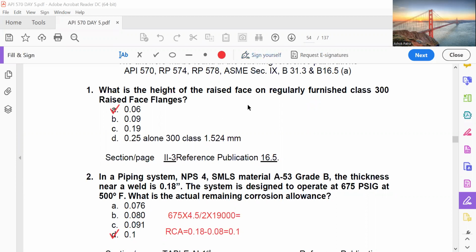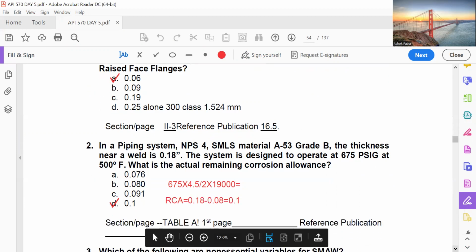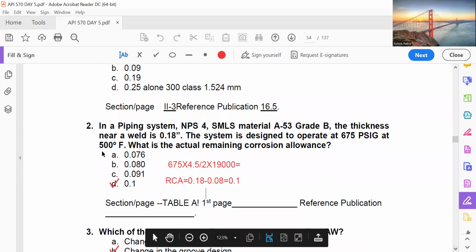What is the height of raised face on regularly furnished class 300 raised face flanges? This is 0.06. You can see 16.5, then you will find that. You have to find out.